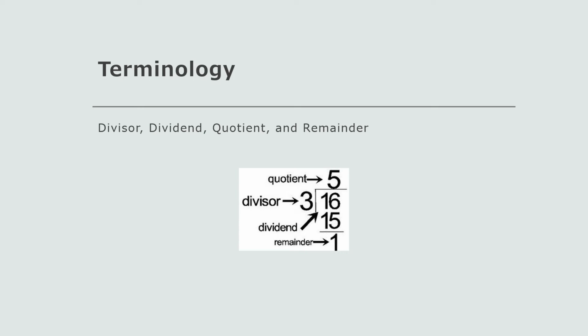Before we jump into the process of long division with polynomials, which is very similar to the one we just did, let's review some important terminology. The number on the top, your solution, is called the quotient. The number that you're dividing with is the divisor, and the number that's being divided is called the dividend. Lastly, whatever you're left with is known as the remainder.